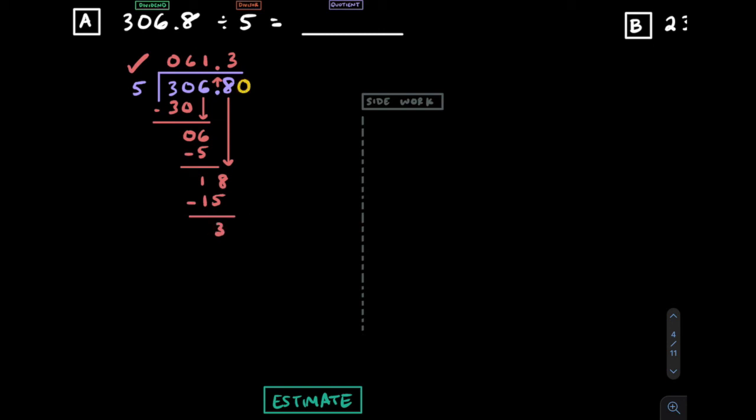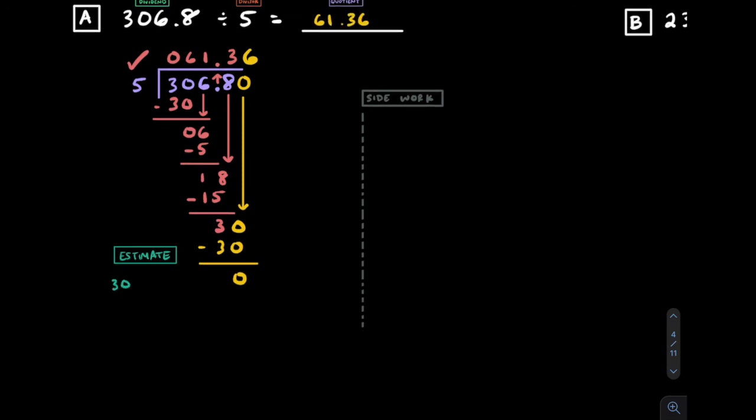Since we still have a remainder, we're going to write a 0 inside the dividend and bring it down to join the 3. We're going to repeat this process one more time here. 5 fits into 30 6 times. 5 by 6 is 30. And we actually have no remainder now. The final quotient here is going to be 61 and 36 hundredths.